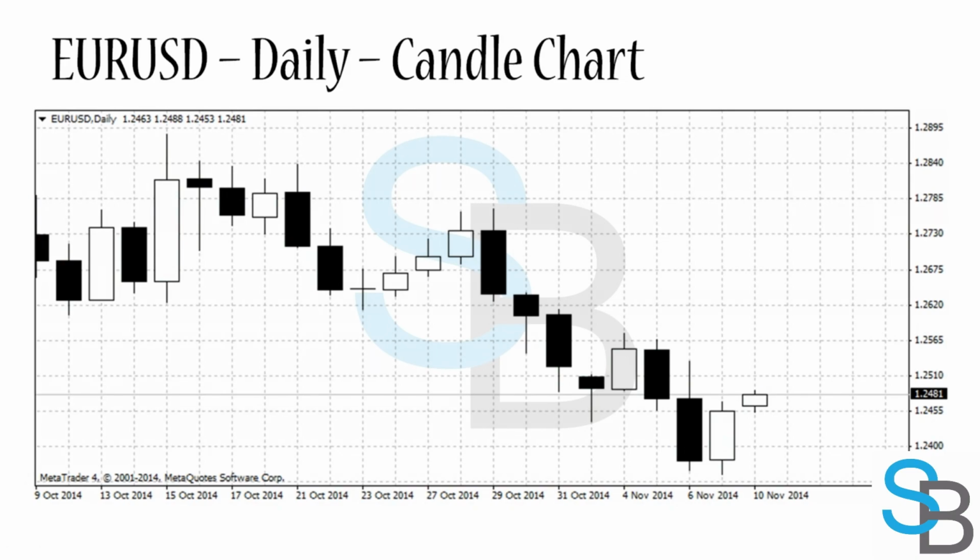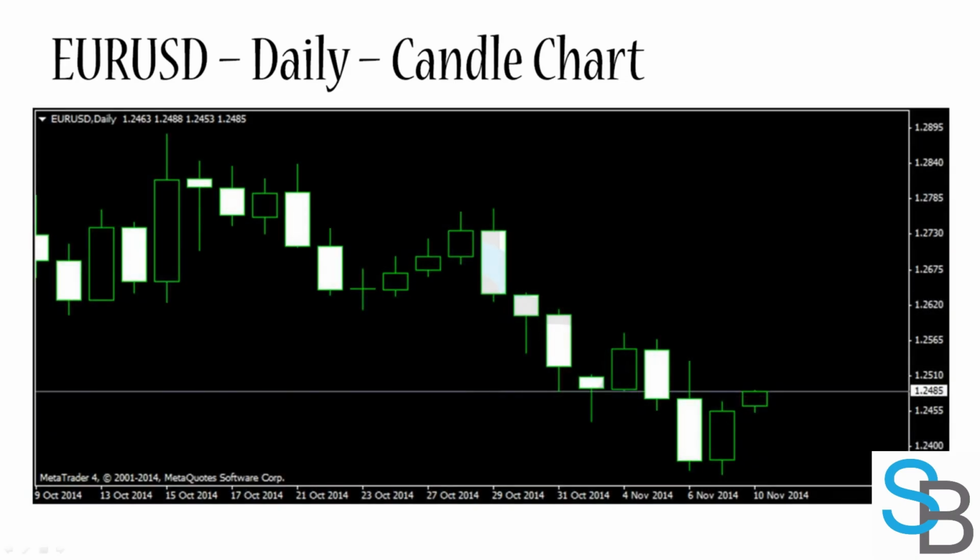But the way to remember it is not black and white, but hollow and filled. In this case, the background of the chart is black, so hollow will be black, and therefore the bullish bars are black in this instance. Whereas white is the opposite of black, and therefore the bearish bars are white and they're filled with color in this case.